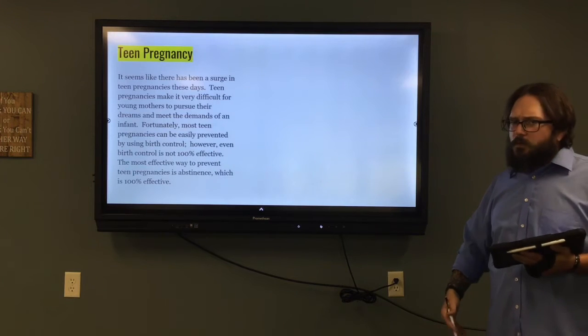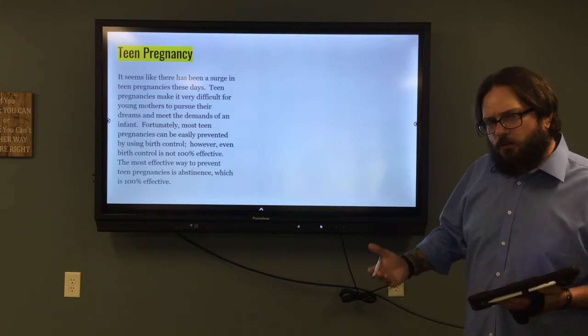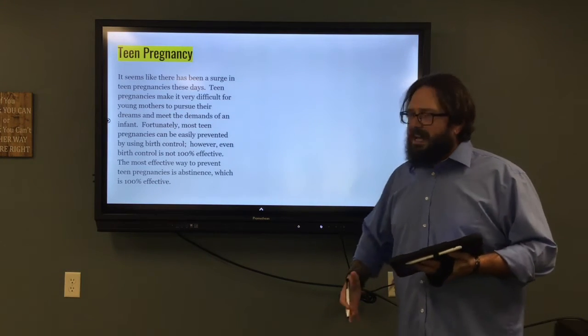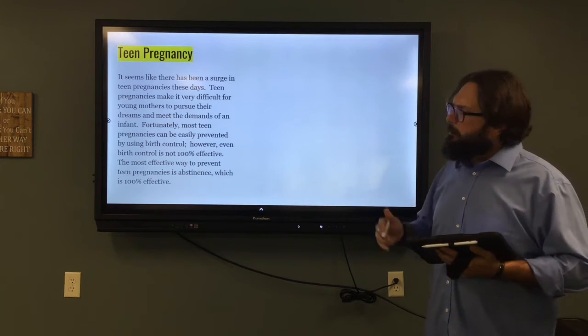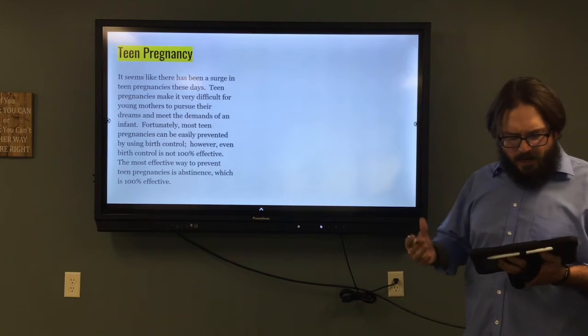As an example for how this structure is used and to practice identifying problems and solutions, we're going to take a look at a passage on teen pregnancy.